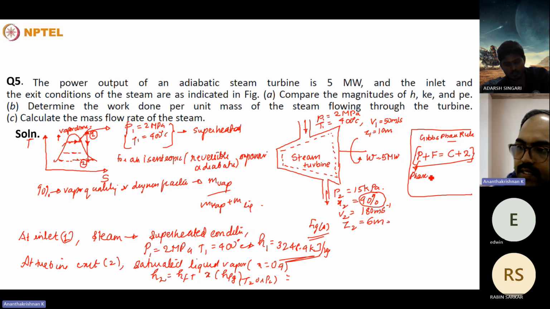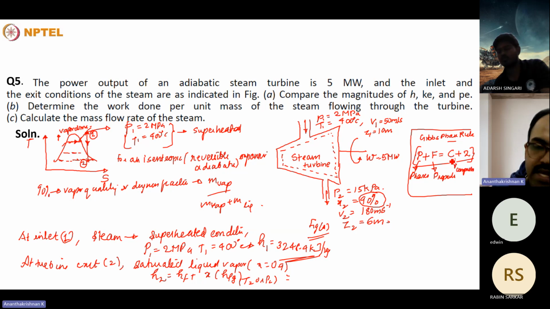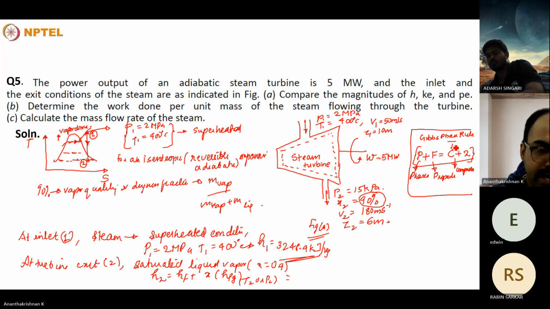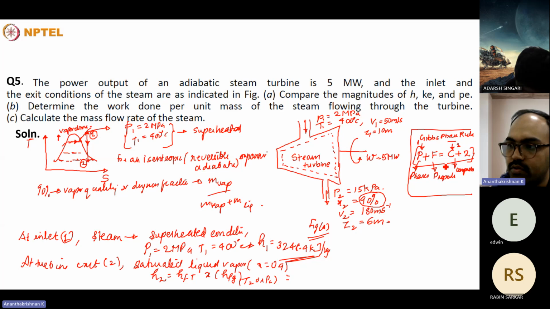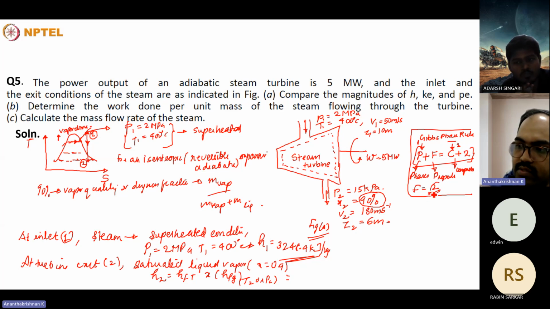P is the number of phases. F is the degree of freedom, or the number of state points required, or the properties required. C is the components. So here in the case of steam in superheated condition, the number of components will be equal to 1, and the phase will be vapor. That's a single phase, that will be 1. Now you have to calculate the number of degrees of freedom, or the number of properties required to define a state point. So F is equal to 3 minus 1, that is 2. So 2 state points will be required.